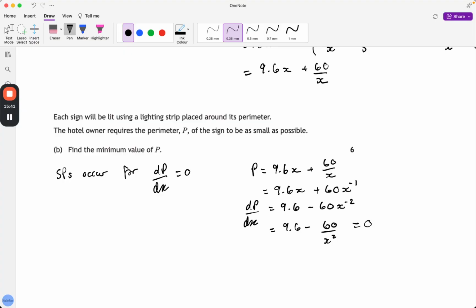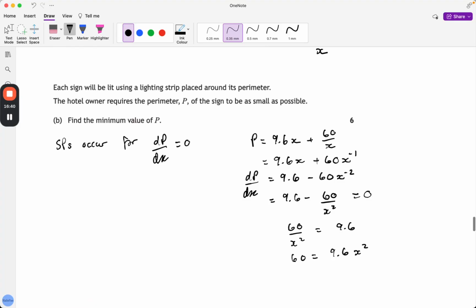So now we have to just rearrange this so that we can say x equals. If we do a little bit of rearranging, I'm going to move the 60 over x squared to the other side, and write it the other way around as well, so that we've got 60 over x squared equals 9.6. And then we want to multiply both sides by x squared, so we're going to have 60 equals 9.6x squared. I then want to divide both sides by 9.6 to get x squared on its own. That gives me x squared equals 60 divided by 9.6.